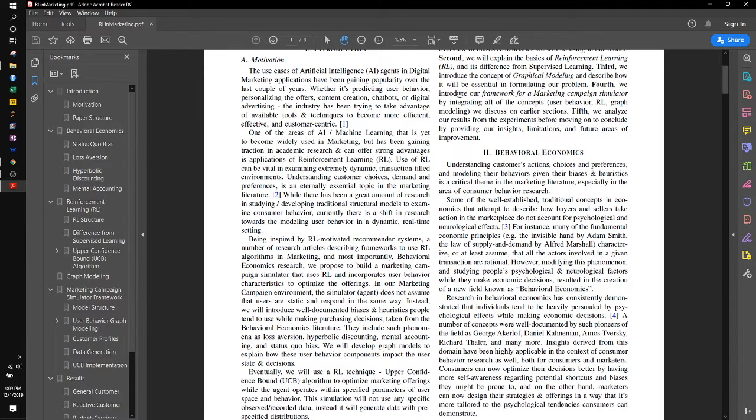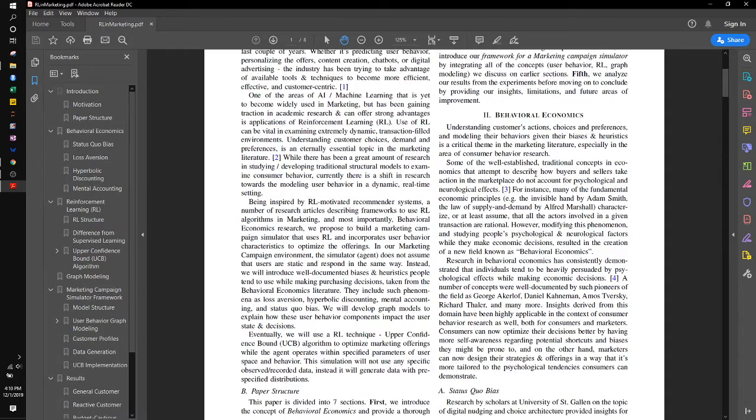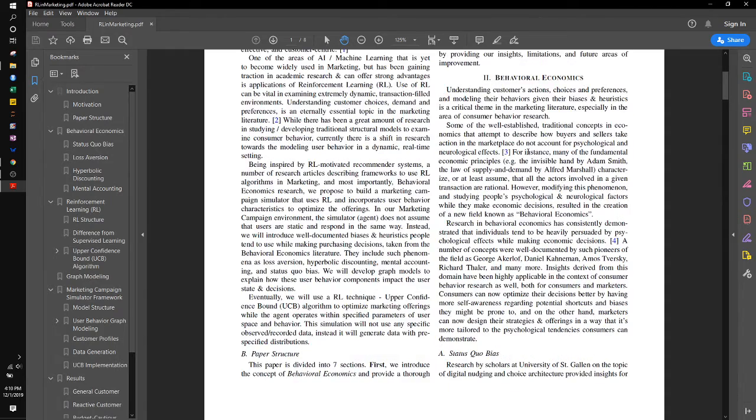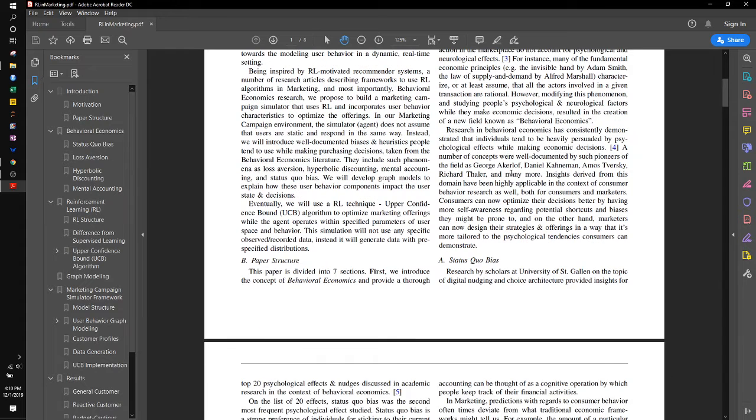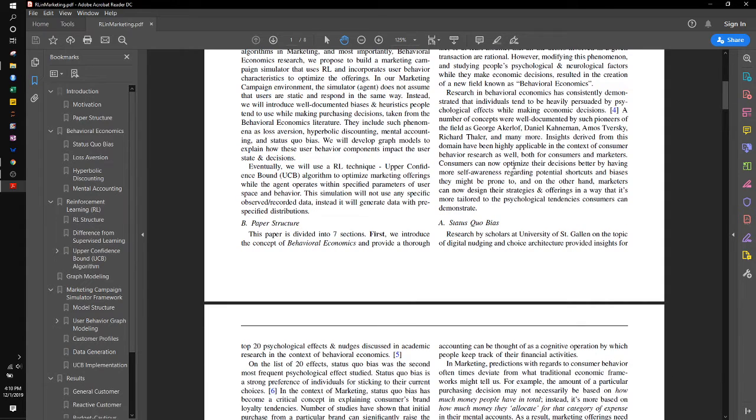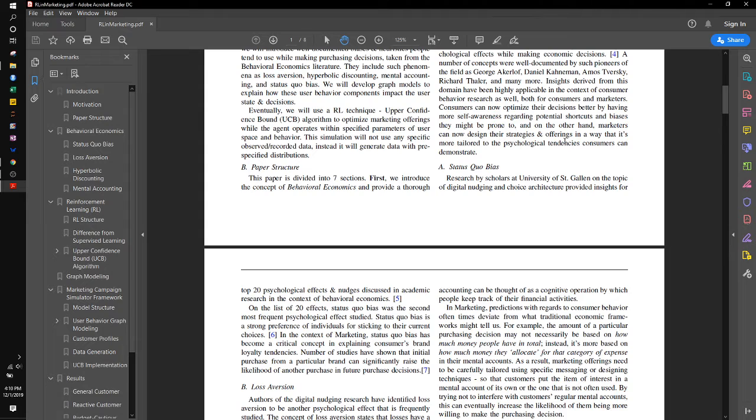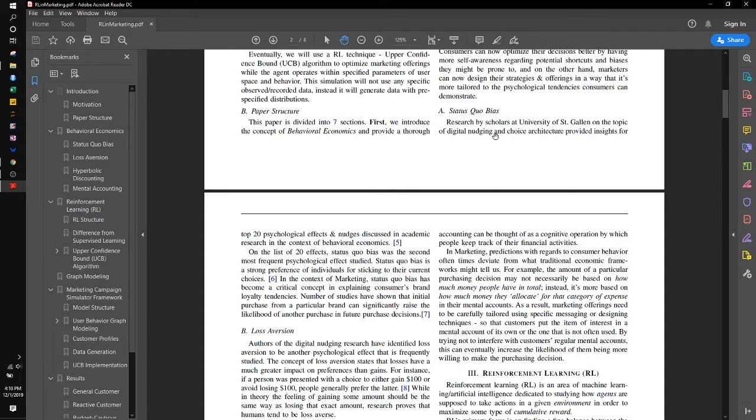Here, in this section, we describe behavioral economics and what it is and how it came about. The four subsections here go into detail with regards to the specific biases and heuristics, what we generally call user behavior components. The first one is the status quo bias. We give a little background, but in short, it is people's tendency to stick with what they already know. In the context of marketing, it applies to brands and products that they are already familiar with.